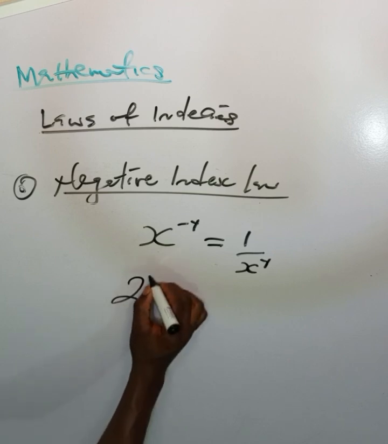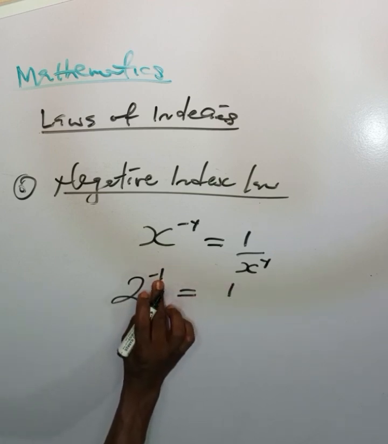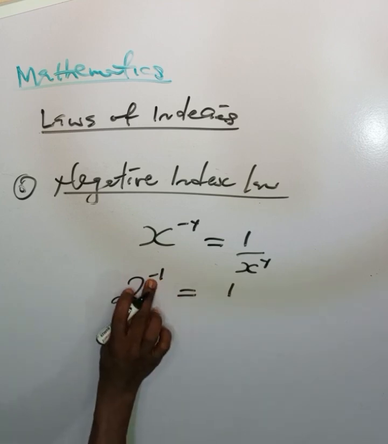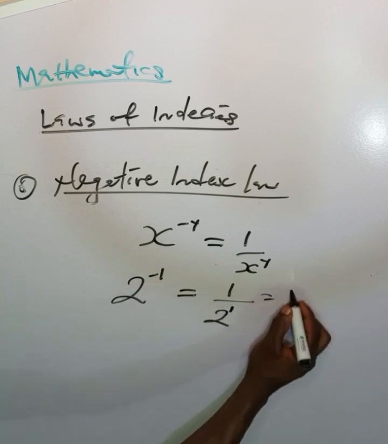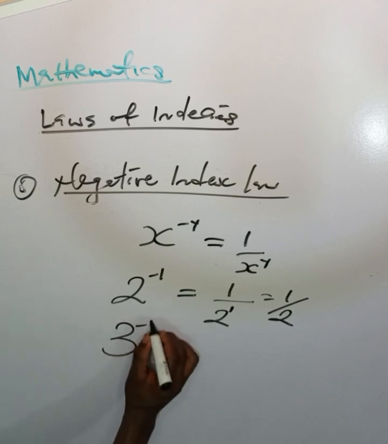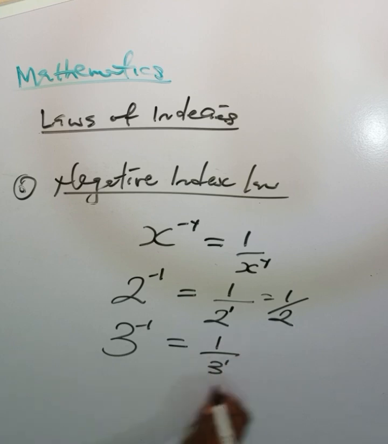If I have 2 raised to power minus 1, it's simply 1 over 2 raised to power 1. The minus will go out, remaining 1. 2 raised to power 1 is still 2. Any number raised to power 1 is that number. If I have 3 raised to power minus 1, it means inverse, 1 over 3 raised to power 1. If I have 3 raised to power minus 2, it means 1 over 3 raised to power 2 to remove the minus. Is that understood?